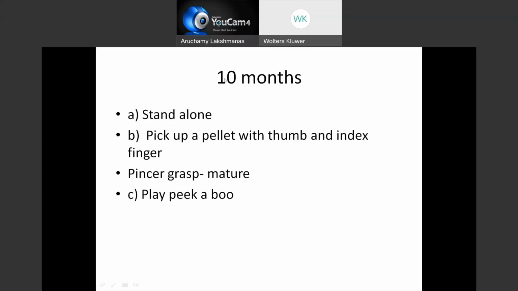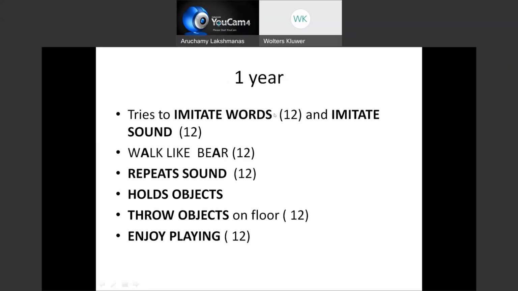And here you can remember one more thing. Suppose you remember that 1 is a bottle and this 0 is a pellet. It can pick up the pellet and put it into a bottle by 10 months. So mature pincer grasp, by that it can pick up a pellet and put it into a bottle. And now it can stand alone and play peekaboo games from 10 months. So from here, you can remember certain milestones by counting the bold letters. You just have a habit of having the bold letters. If you have that in your mind, it will be easy for you to remember 50% of the milestones. The other 50% of the milestones, you can just read.